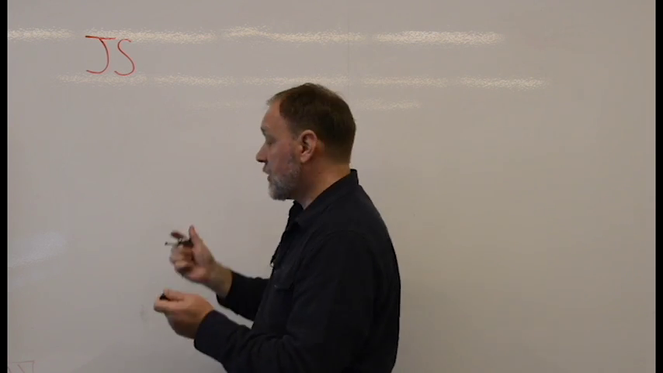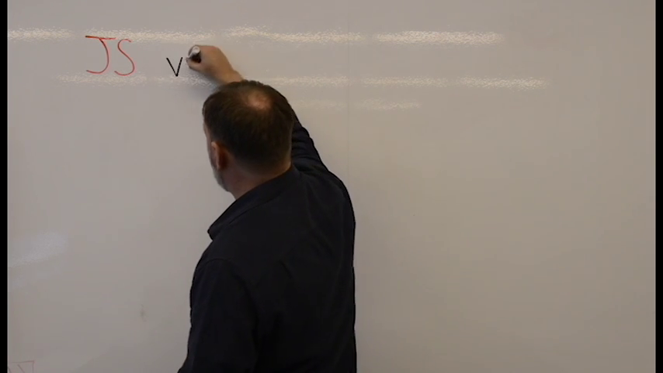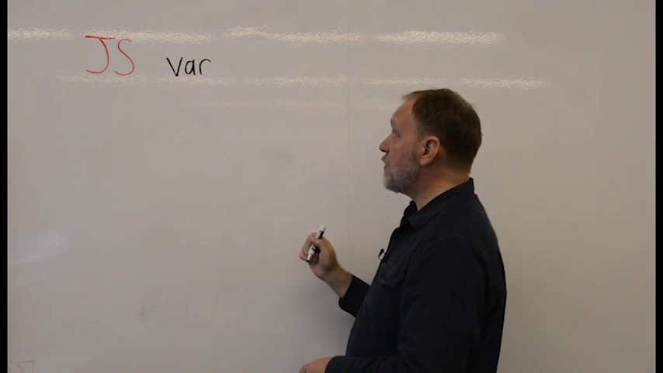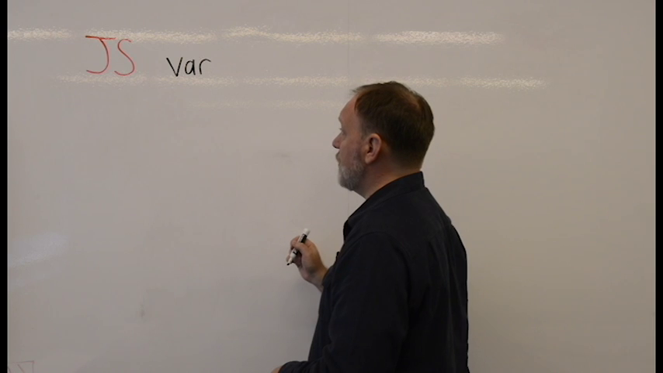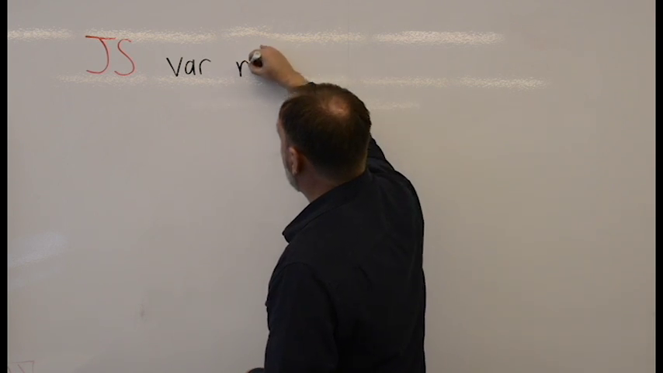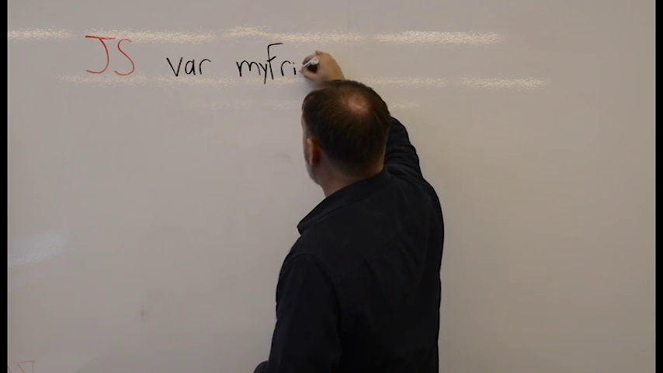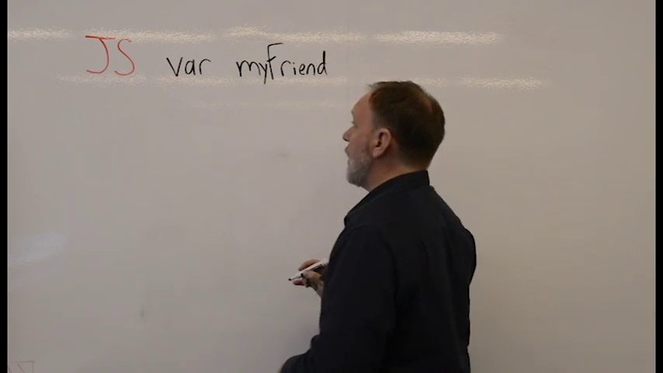In JavaScript, we start with the keyword var, which is short for variable, of course, to indicate that we want it to create a storage space in its memory. Next, we have a space, and then the name of our variable. In this case, I'm going to call it myFriend.